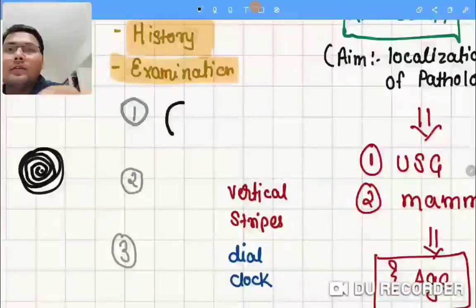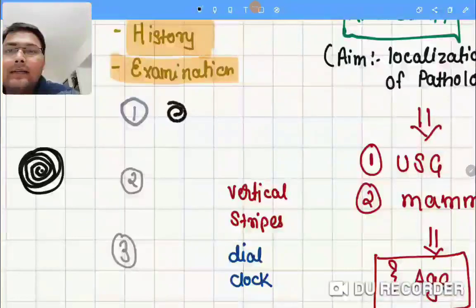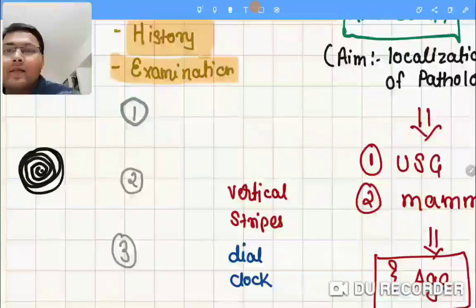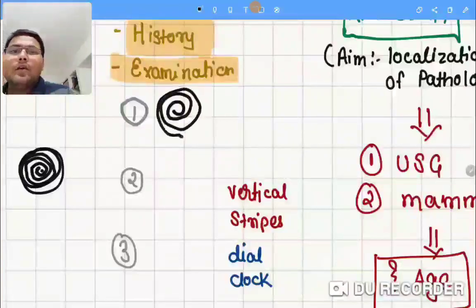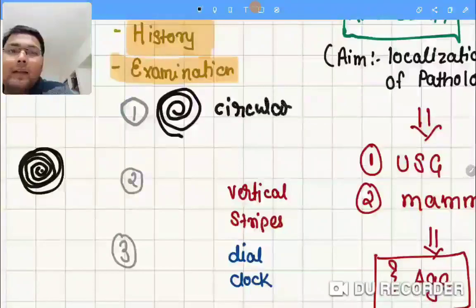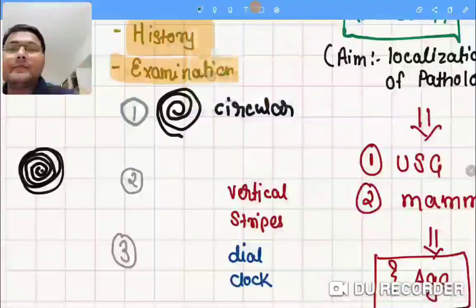In the circular method, we'll start at the center and go anti-clockwise towards the periphery. Start from the center and go towards the periphery. It is called the circular method of breast examination.